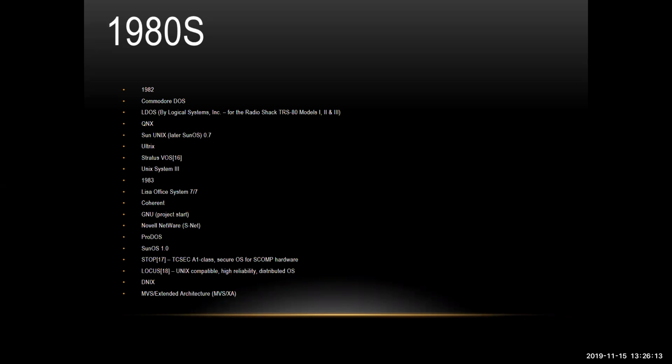business users. And then we also had Coherent. It is a clone of the Unix operating system for IBM PC compatibles and other microcomputers.